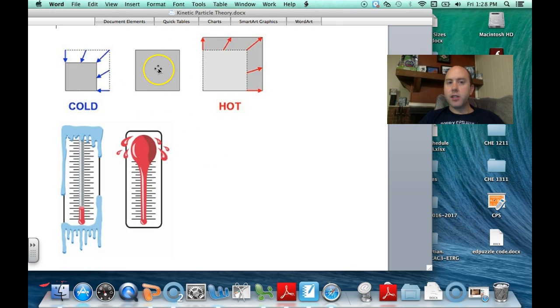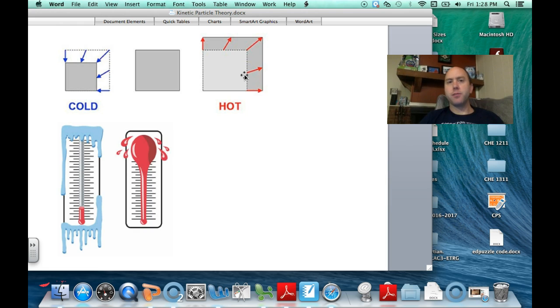So if we just take, say, a piece of metal, this square here. When it gets hot, the particles start to move faster, and because they move faster, they hit each other more often. They collide, and when they collide, they start to push off each other, so it expands. So when things get hot, they expand.